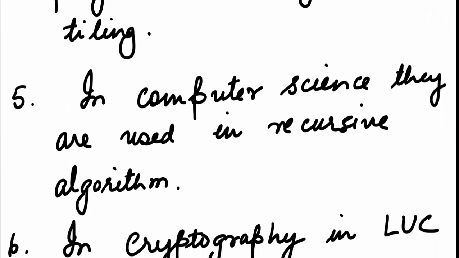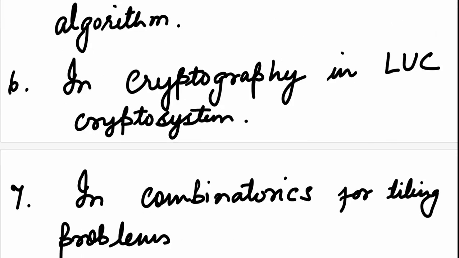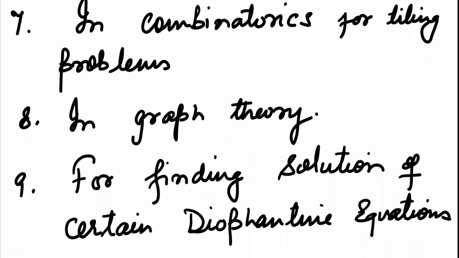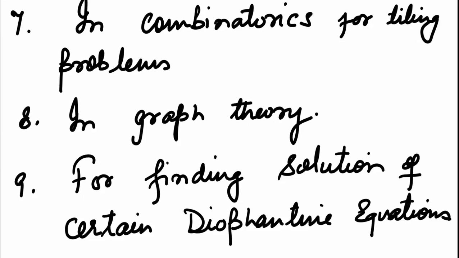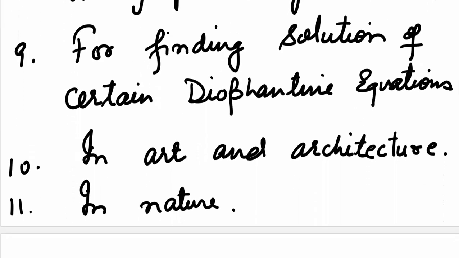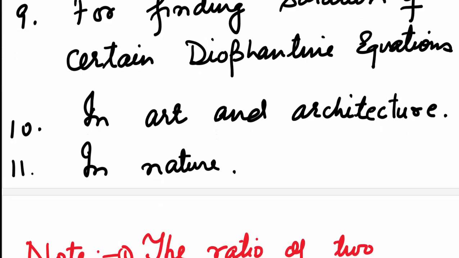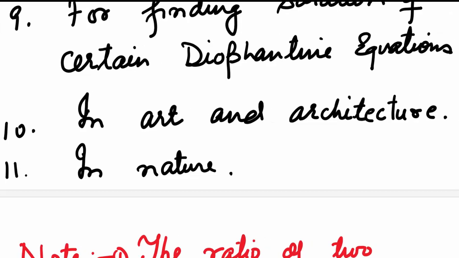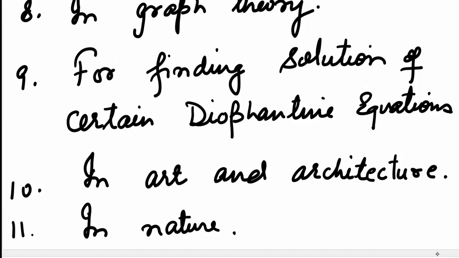In computer science, they are used in recursive algorithms, in cryptography, in the LUC cryptosystem, in combinatorics, they are used for tiling problems. In graph theory, the vertices of some of the cyclic graphs are Lucas numbers. They're also used for finding the solution of certain Diophantine equations, and not the least, in art and architecture, they are used. You can find them in nature also. You remember we had studied how spirals are formed by the seeds of sunflower. Same way, sometimes the number of spirals align with Lucas numbers. So these are few of the applications which we have mentioned here.